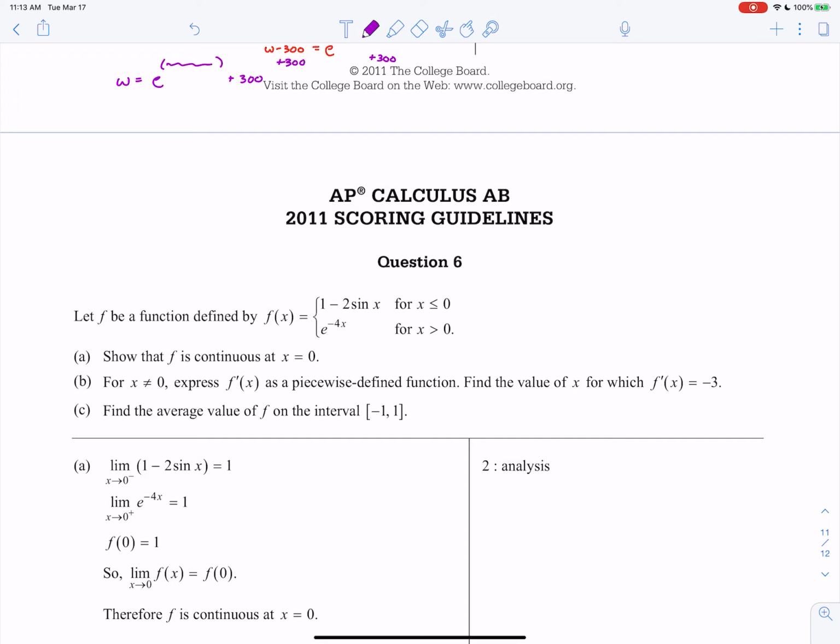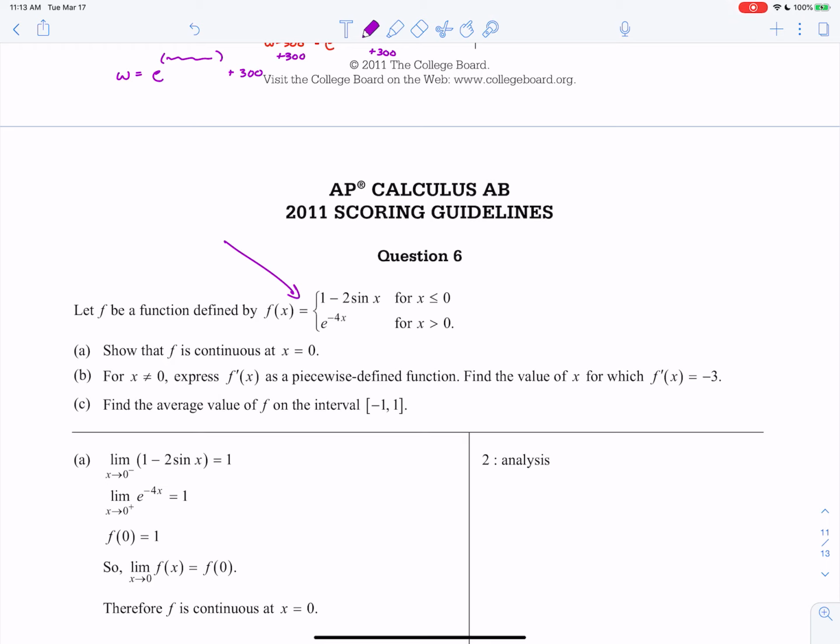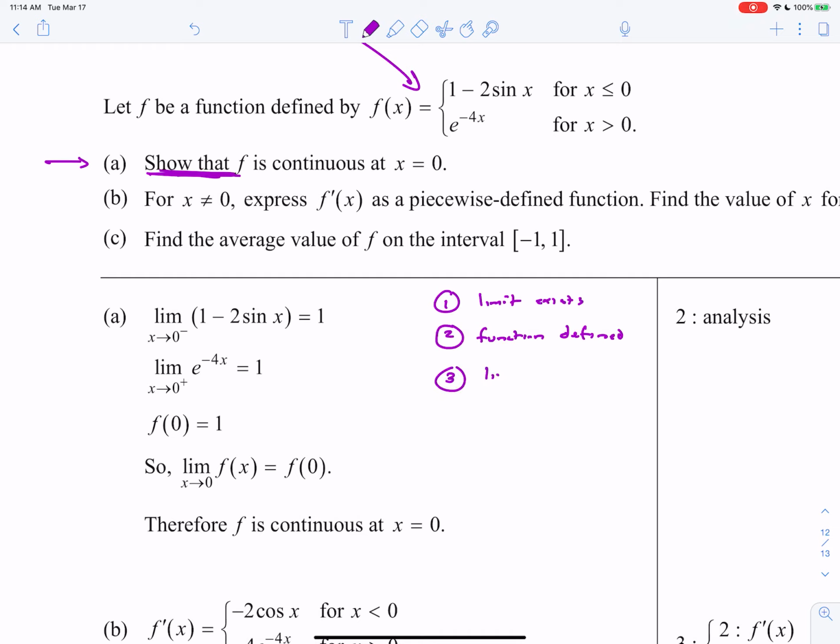So here we have a piecewise function. And then in part A, they talk about continuity. Show that f is continuous. By them stating that, we already know that f is continuous at x equals 0, we just have to prove it. So to revisit, remember with continuity, you have to show 3 different things. We have to show that the limit exists, the function is defined, and that the limit is equal to the defined function.